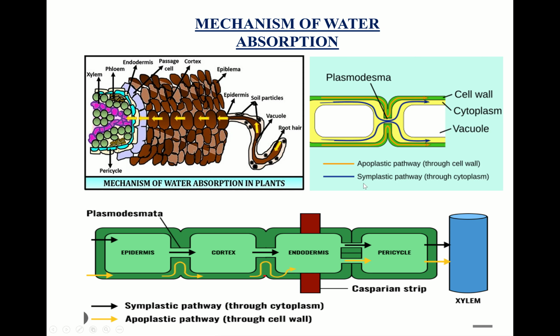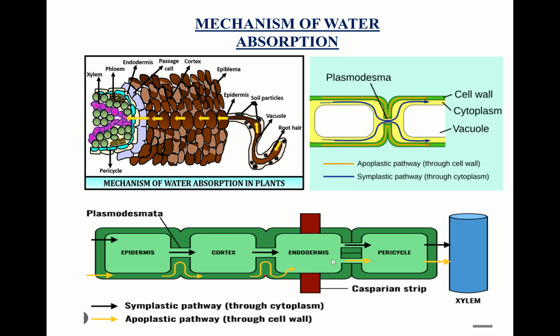So what is the symplastic pathway? In this case, the water is transported through the cytoplasm, as you can see here. So this one. Okay. If the water is transported through the cytoplasm, then it is called symplastic. If the water is transported through the cell wall, okay, then it is called apoplastic.